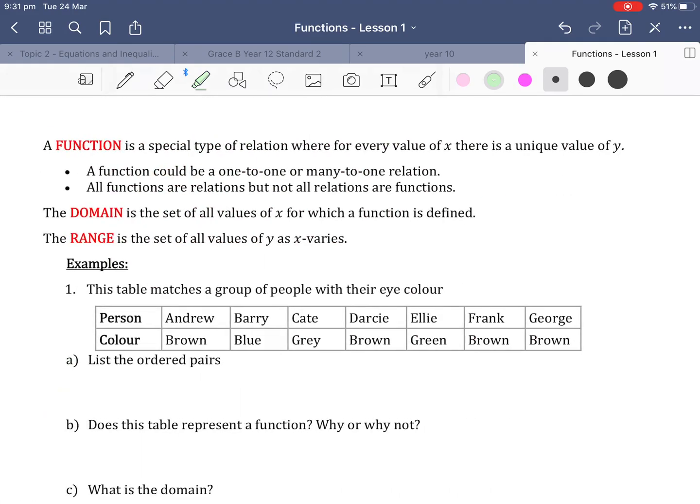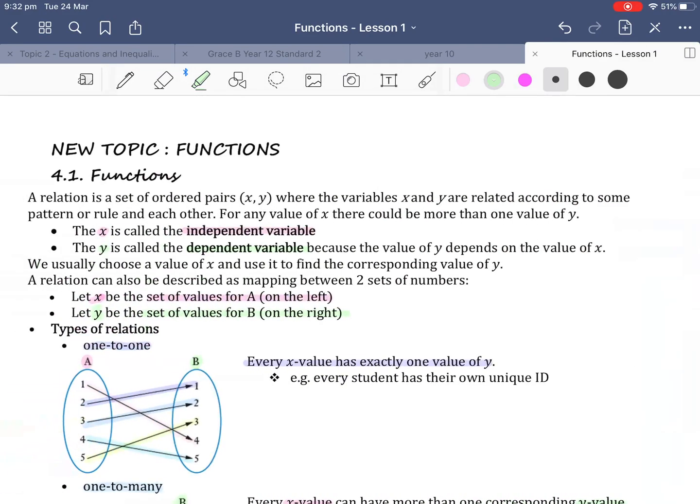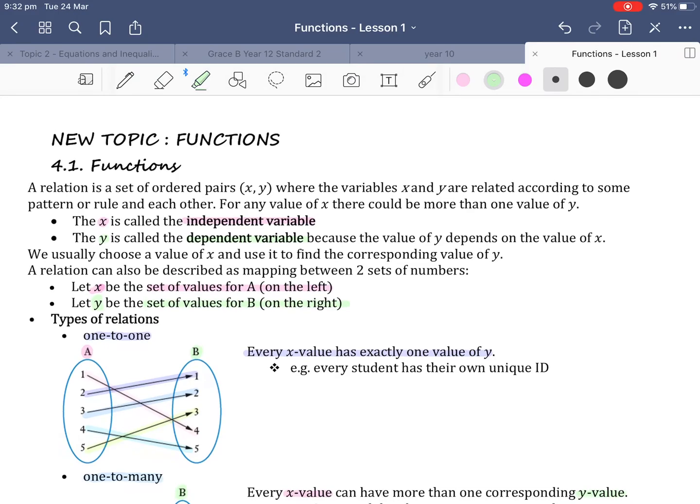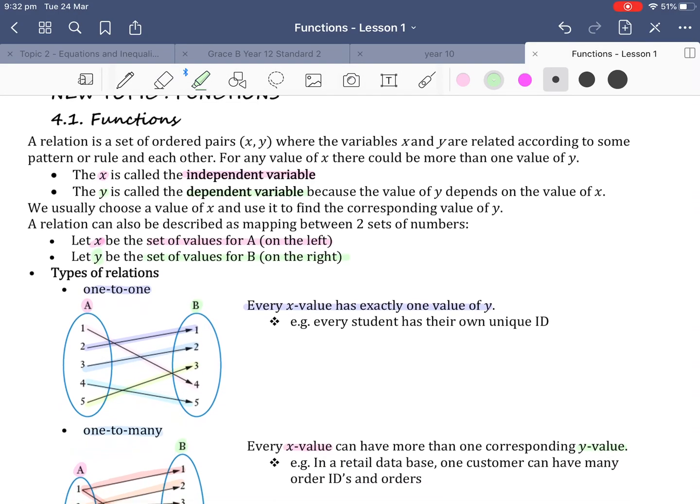Okay, so there are 4 types of relations. Next, we're going to look at functions. A function is a special type of relation where for every value of x, there is a unique value of y. A function could be a one-to-one or a many-to-one relation. So let's go back to our notes.